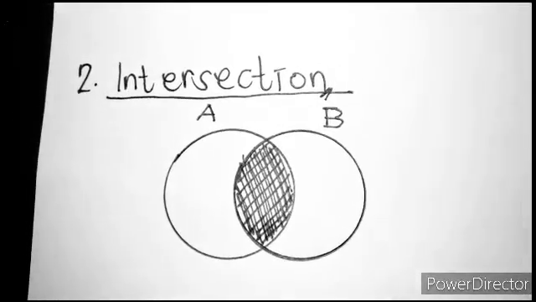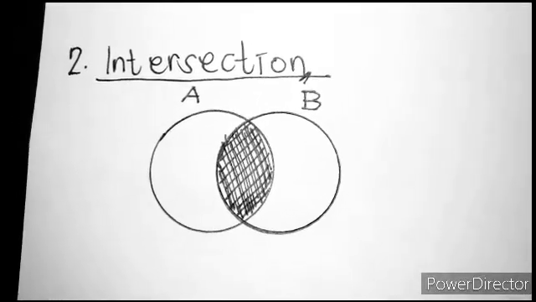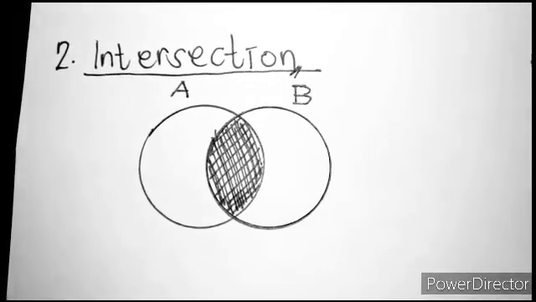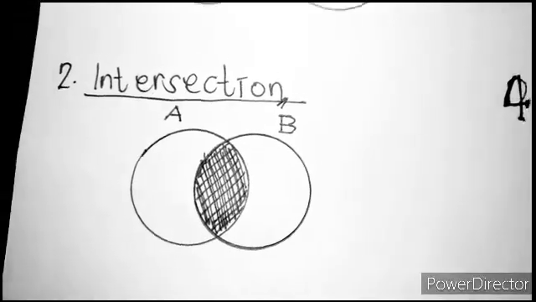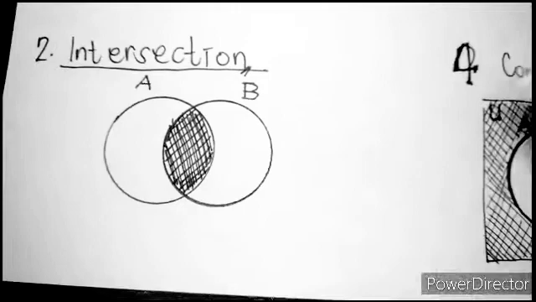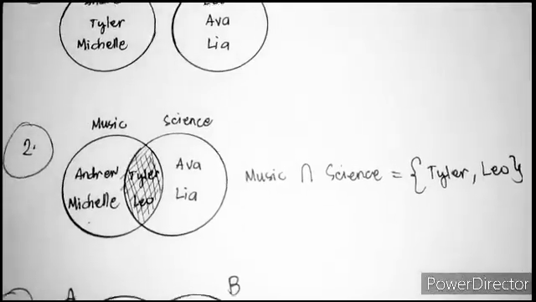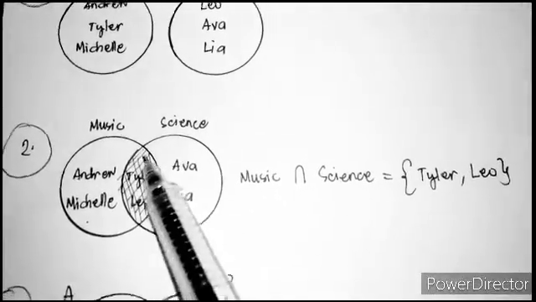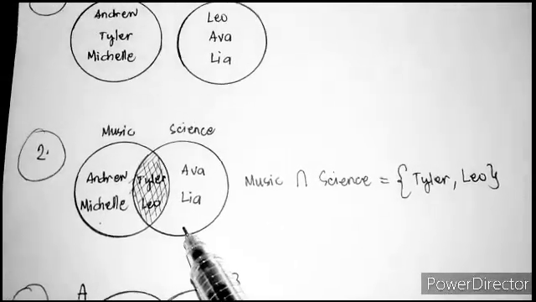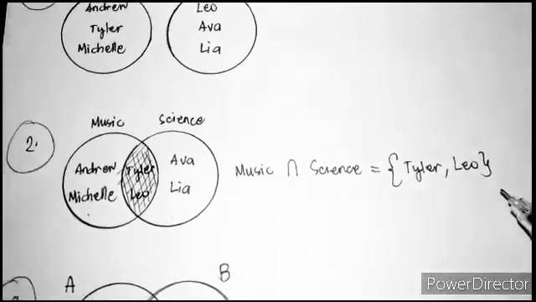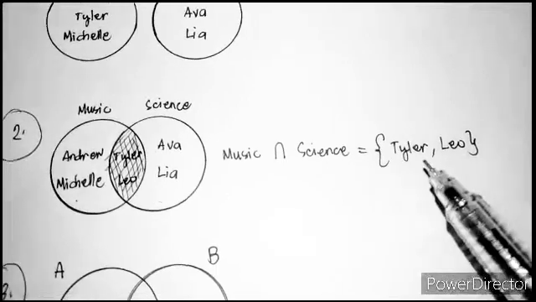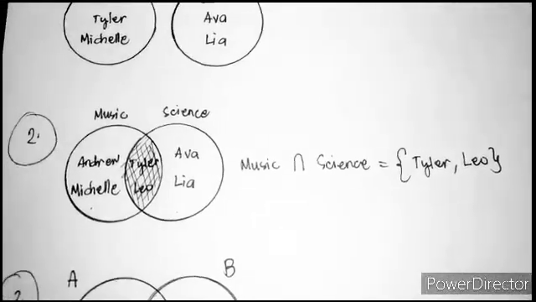The second one is intersection. It represents elements that are in both sets, the commonality between sets. As you can see, the shaded part is the commonality of the two sets. For example, in this shaded part, the intersection between the two sets, we have Tyler and Leo. So the intersection of music and science has the elements Tyler and Leo.